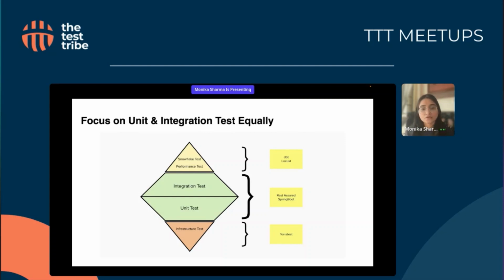Okay, so again the structure of the test diamond will remain the same, but the kind of testing which you are going to do at every level can differ. For example, there can be a possibility that a performance test won't be there for your scenario, right? So these tests are always going to be customized as per the ecosystem we have.